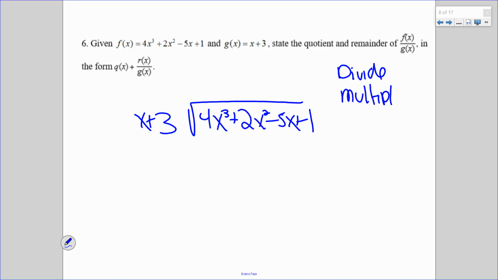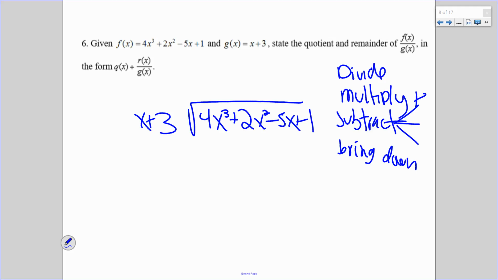Divide, multiply, subtract, bring down. Divide, multiply, subtract, bring down. And to subtract, we keep, change. A cycle goes through this process. You divide, you multiply, subtract, bring down. That's a cycle. So I'm dividing the first by the first.